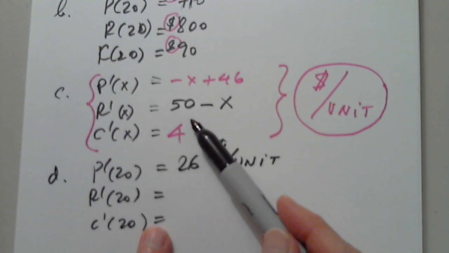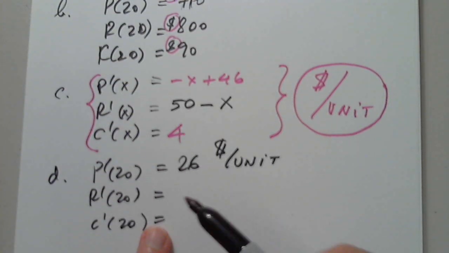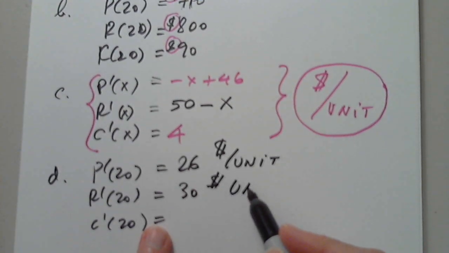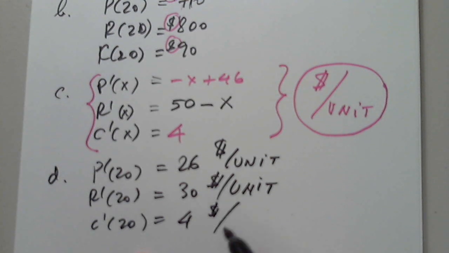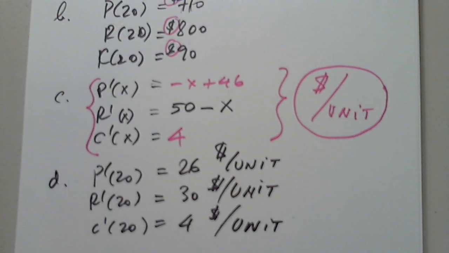Revenue at 20: 30. Yes, indeed. Thank you. And this is already $4 per unit. Great job. Okay, now let's see what else they want.